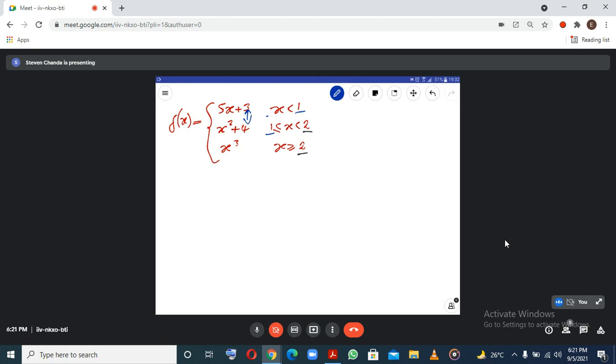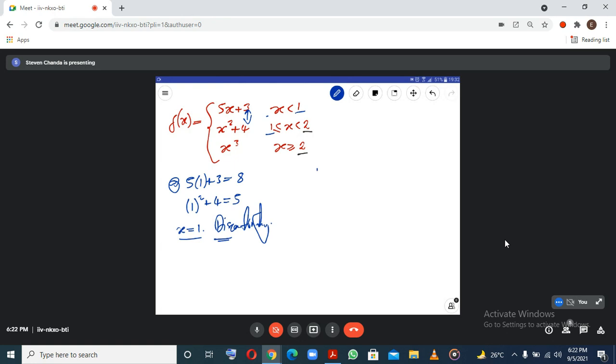So what do we do? For the first equation, we plug in 1 and we have 8. Then we go to the second one, plug in 1, and we have 5. Are these the same when x is 1? No, they are not. So you see that there's a discontinuity there.